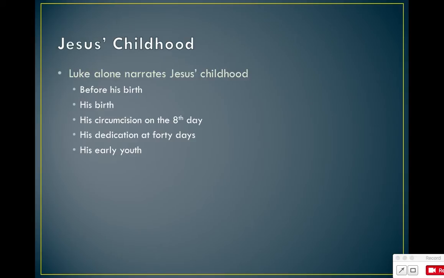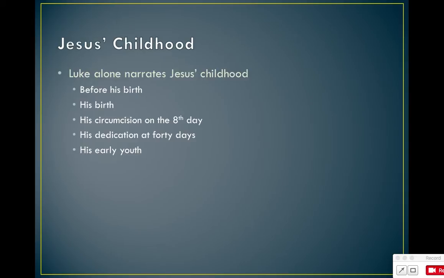He focuses on the common people. He focuses on them coming. He talks about what happens before he's born. He talks about his birth. He focuses in on Mary and the story of Elizabeth with John the Baptist. Matthew does not. He talks about his birth in that account and why they were in Bethlehem.